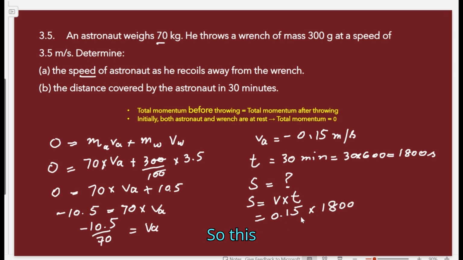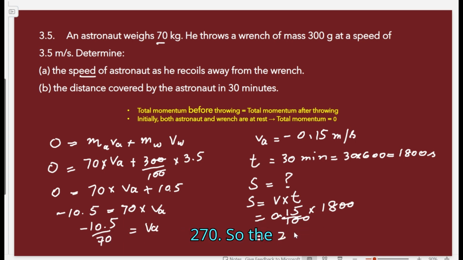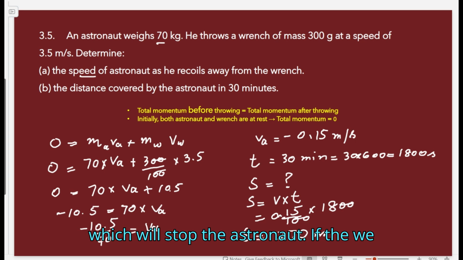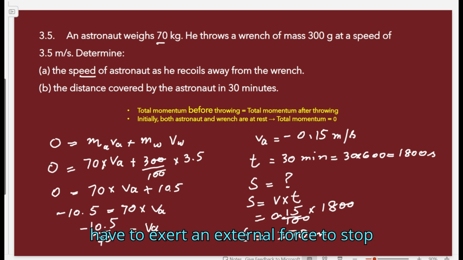So in this, we remove the decimal and write 100, and two zeros will be cancelled with each other. So multiplying 15 by 18, it will give us 270. So the astronaut will move a distance of 270 meter, and it will keep on moving because there is no force which will stop the astronaut. If we have to stop the astronaut, then we will have to exert an external force to stop it.